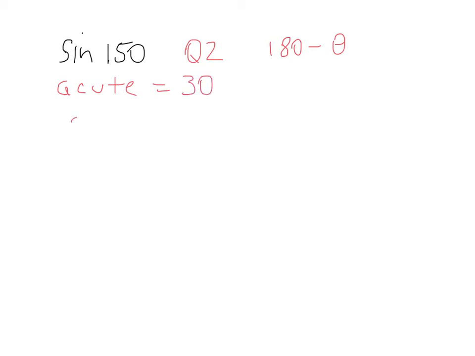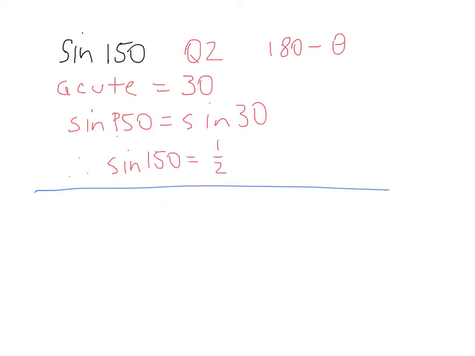So that means we know the sine of 150 is equal to the sine of 30. And because that's in quadrant 2, we know that they're both positive. Well, we know that sine 30 is a half, so therefore the sine of 150 is a half. You can check that on your calculator if you like, but it is true. Let's do another little example.